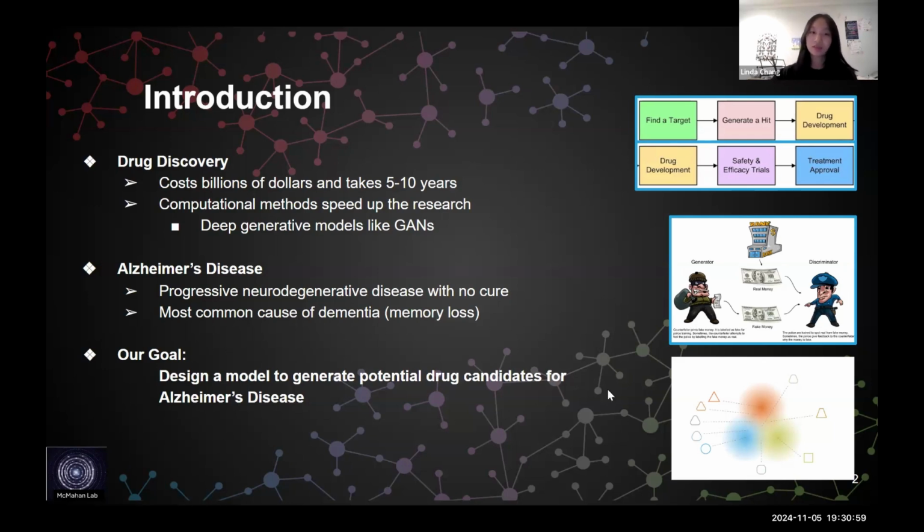So Alzheimer's disease is a progressive neurodegenerative disease, and it currently has no cure, which is why it's important that we're looking for drugs to target it. And it's currently one of the most common causes of dementia, which is also known as memory loss. And if you look over here on the right side, here's some diagrams that explain drug discovery, and then the structure of a GAN, which we'll get into, and then some other models that we have as well.